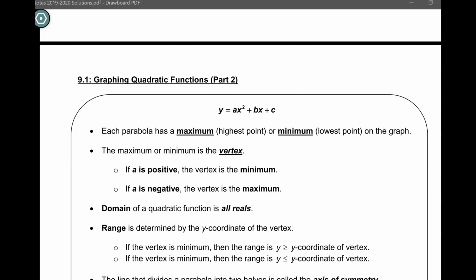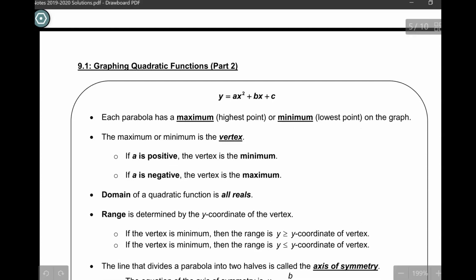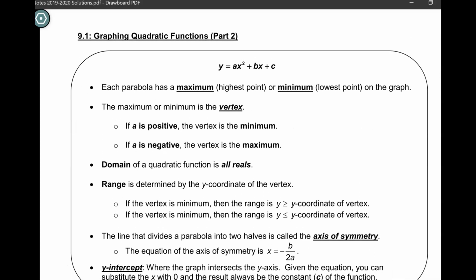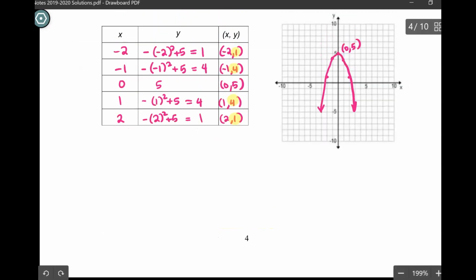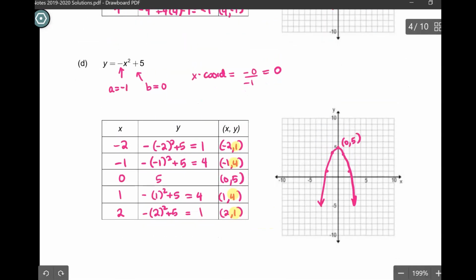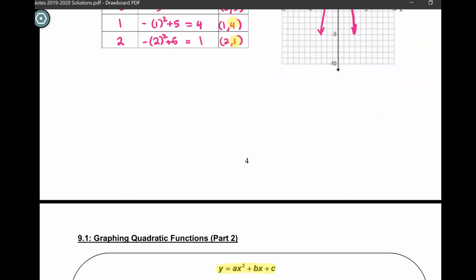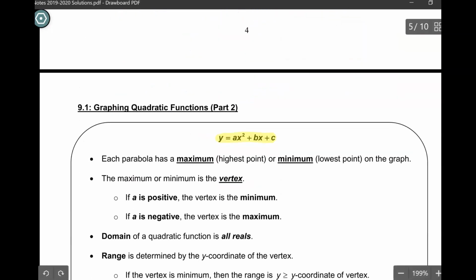Okay, so today we are going to take a look at 9.1 Graphing Quadratic Functions, Part 2. And just to recall, anything that has an x squared like this is going to be a parabola. And if you recall from last class, we graphed these by making a table of values. And so today we want to investigate them a little bit more.